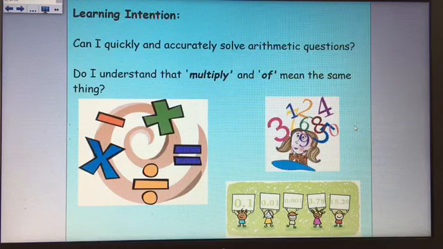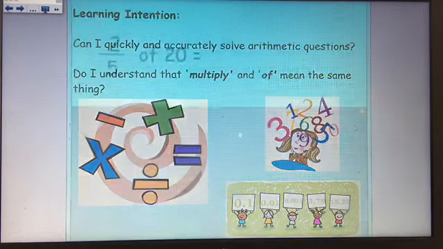Now, the important words there are quickly and accurately, because lots of you will know exactly how to do the questions, but it's about being quick and about being accurate. If you're not accurate, then obviously you won't get the question correct. So accuracy is really, really important. And do I understand that multiply and of mean the same thing? So I'm going to do a bit of an input in a second that hopefully should show you that the word of and multiply means the same.